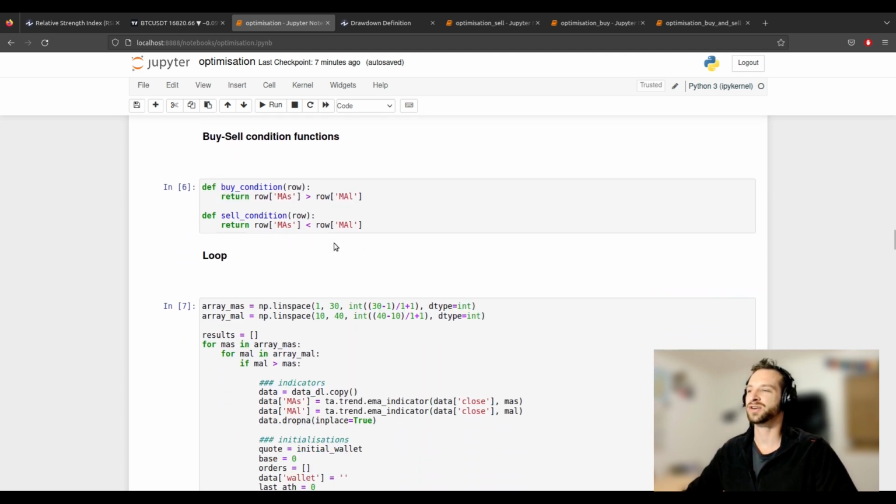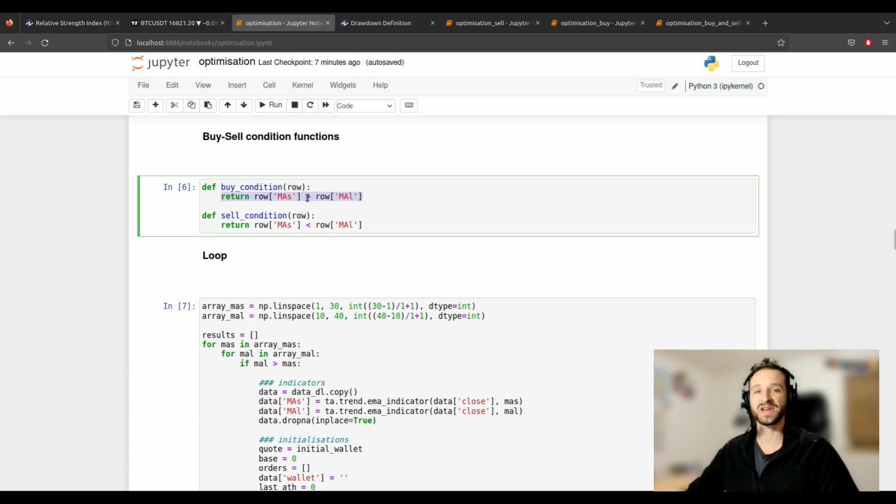The buy and sell conditions. For this optimization and to show you how we can improve with the RSI, I'm using a very simple strategy, which is based on the crossing of two moving averages, two exponential moving averages. Basically, the condition to buy is simply when the short-term moving average goes above the long-term moving average. And the sell condition is then the reverse, when the short-term average goes below the long-term average.